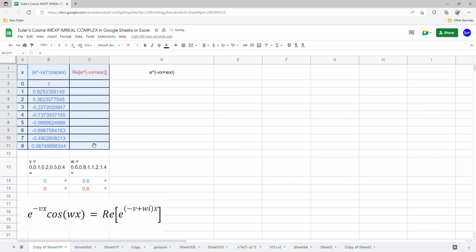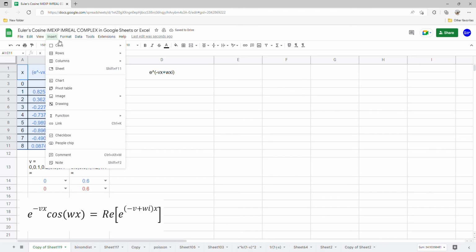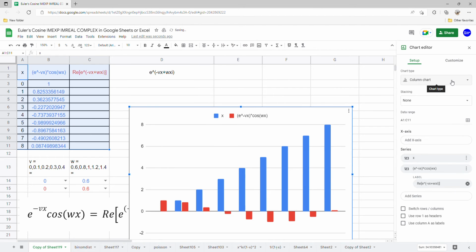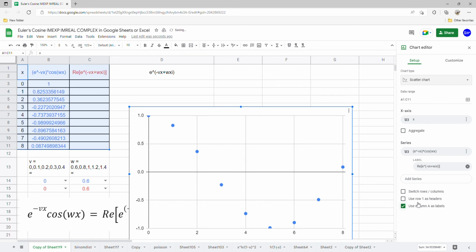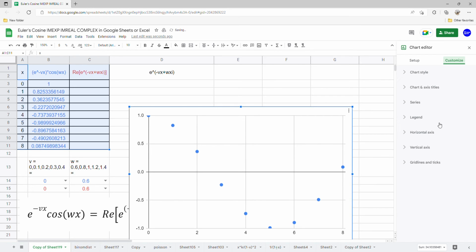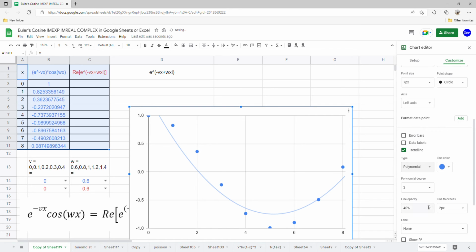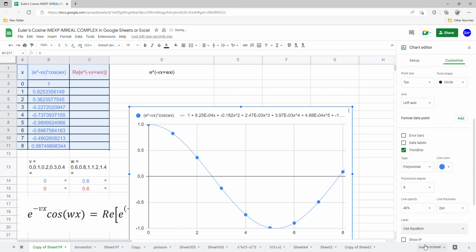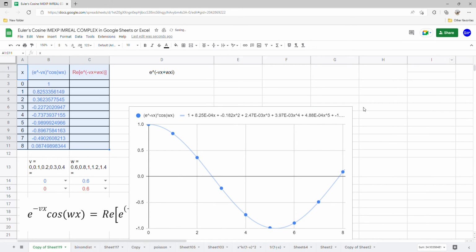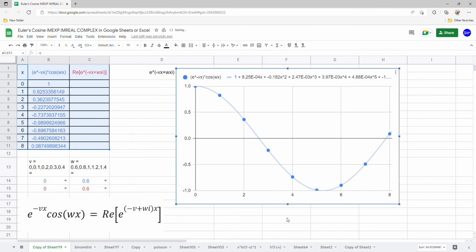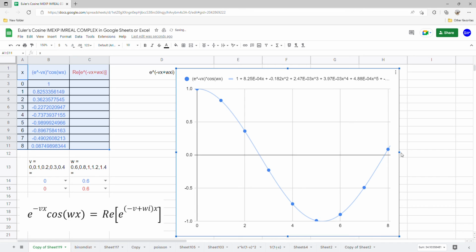And we'll chart this. Insert chart. And we use scatter chart. Row 1 is header. Show the trend line. And the type, polynomial. The degree 8. For the label, use the equation. Here's our trend line and polynomial of cosine, the decaying cosine.